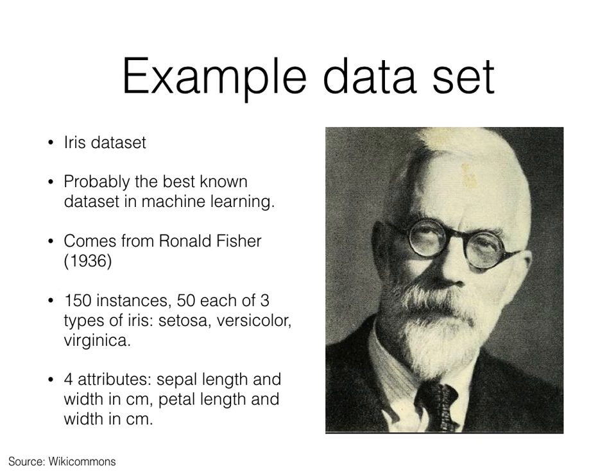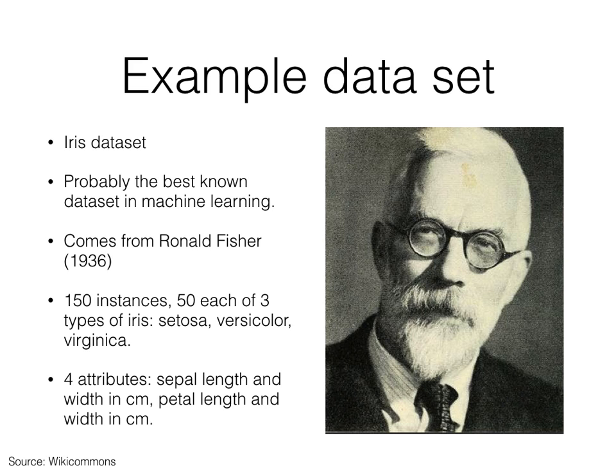It records measurements and species of 3 species of iris and 150 instances in total, so 50 of each of the three types. There's iris setosa, iris versicolor, and iris virginica. And for each of the 150 flowers, there are 4 attributes. There's the length of the sepal and the width of the sepal in centimeters, and then there's the length of the petal and the width of the petal in centimeters.